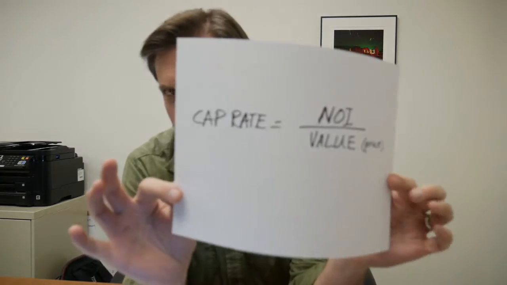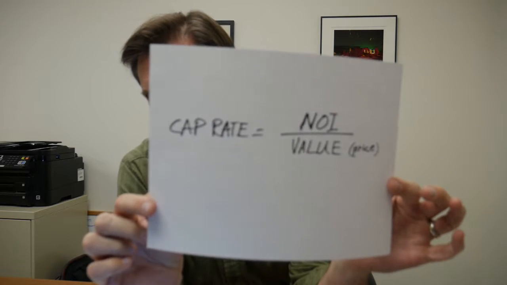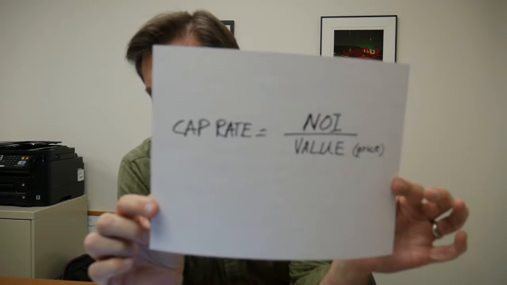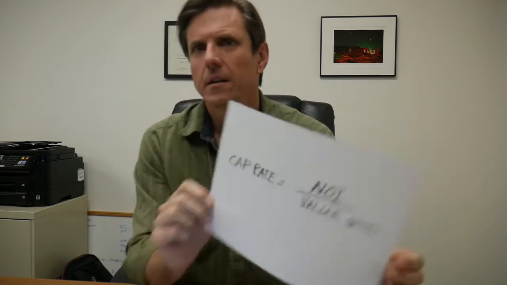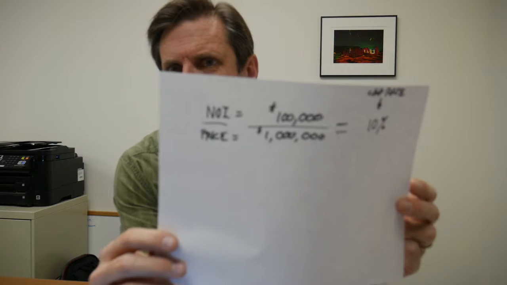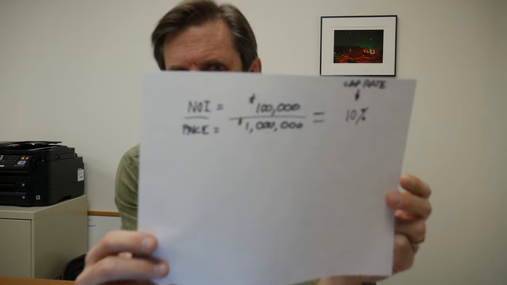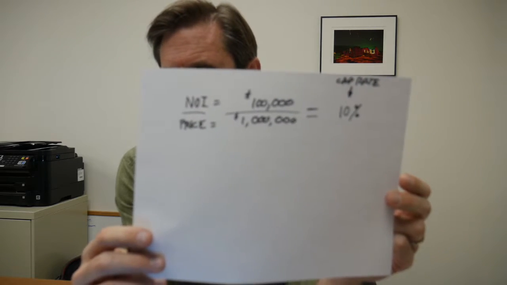Give you an overview of cap rates. What are cap rates? A big question a lot of people have. So cap rate, simple equation, is basically cap rate equals the net operating income, NOI, over the value of the property, or the price. And so the classic example you see fairly often is $100,000 of net operating income divided by $1 million value gives you a 10% cap rate.